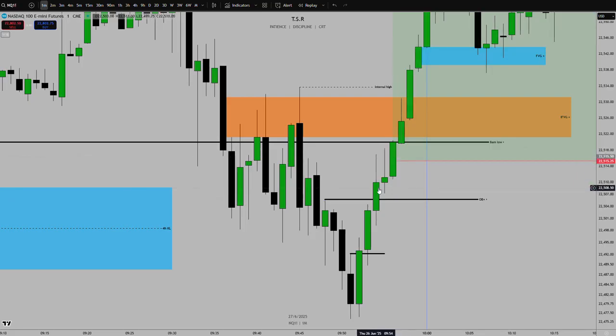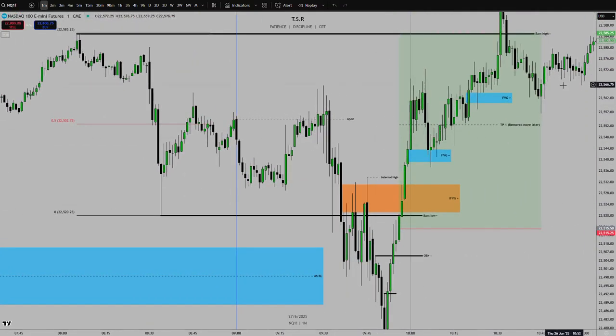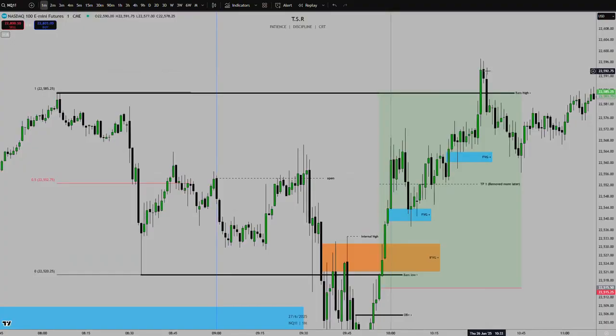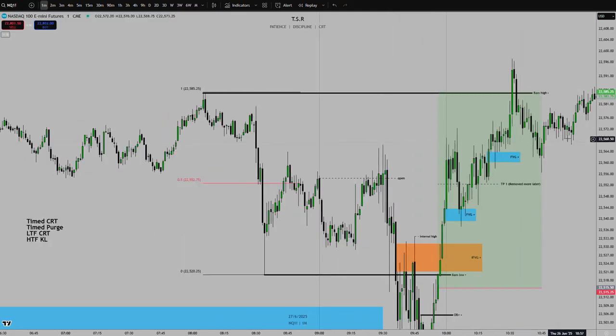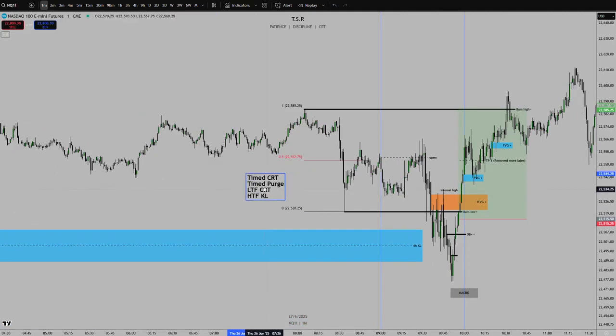Missed a few points, which is not the end of the world. Stop loss was a bit lower here, and then we moved it to break even as soon as TP1 was hit very quickly there. And then TP2 was later on hit as well, which is the opposing end of the entire 8 a.m. range. So all that being said, you'll notice this is a very simple trade.